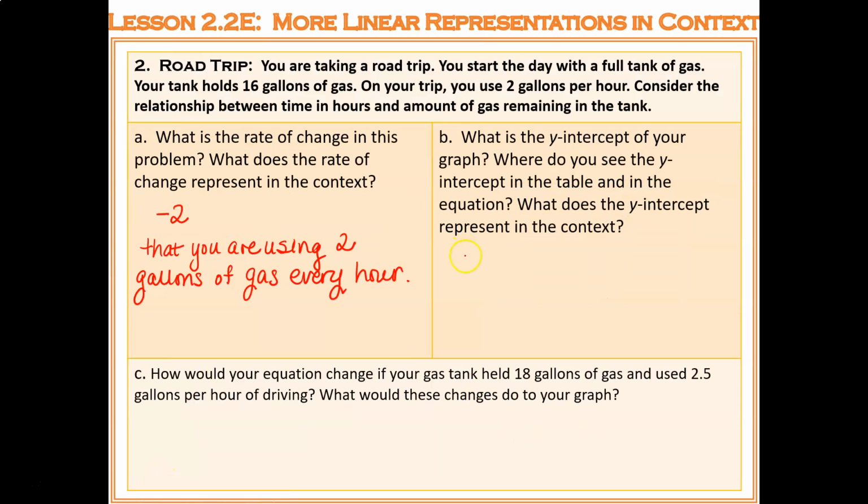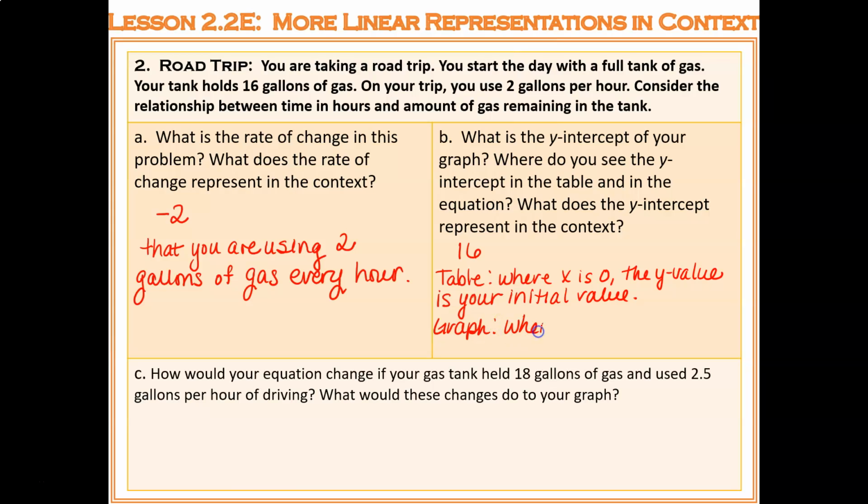So 16 is your y-intercept. On the table, where x is 0, the y value is your y-intercept, or your initial value. On the graph, it's where your line crosses the y-axis.